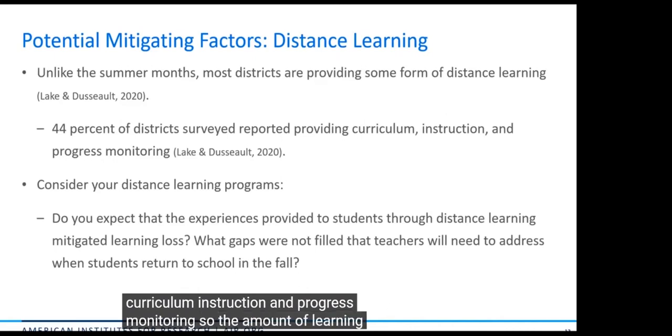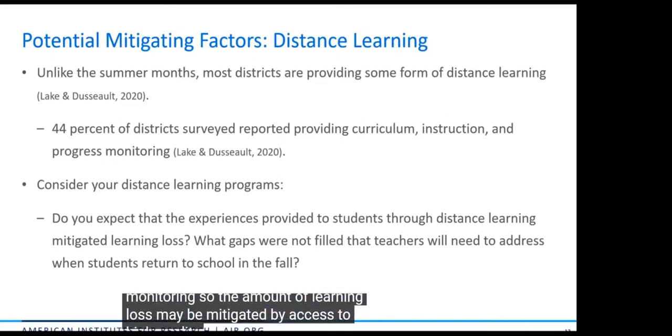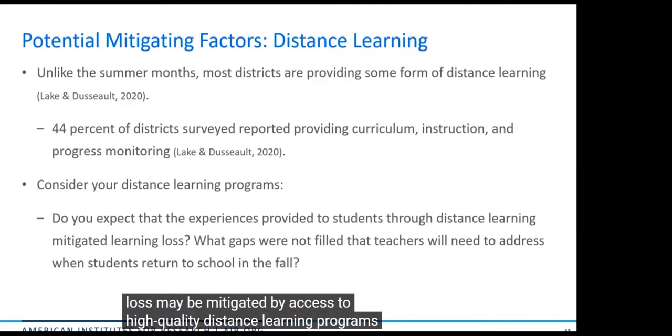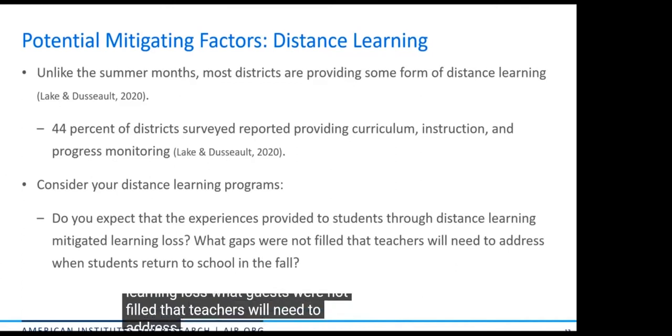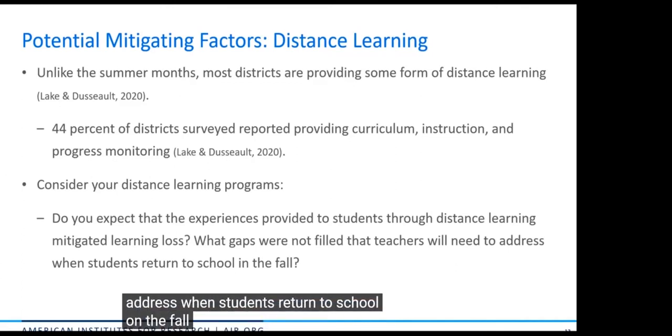So the amount of learning loss may be mitigated by access to high-quality distance learning programs. Consider your distance learning programs for a minute. Do you expect that the experiences provided to students through distance learning may have mitigated learning loss? What gaps were not filled that teachers will need to address when students return to school in the fall?